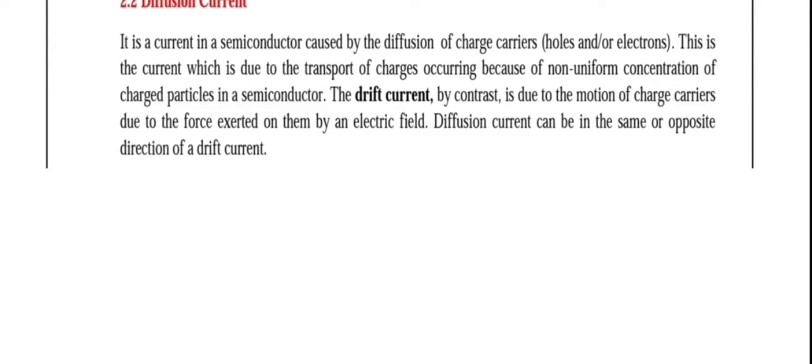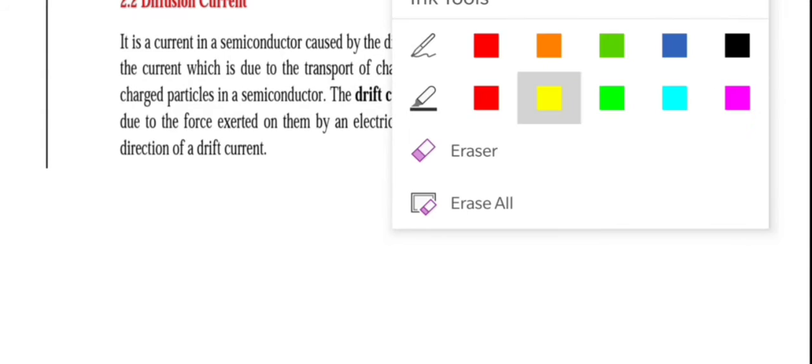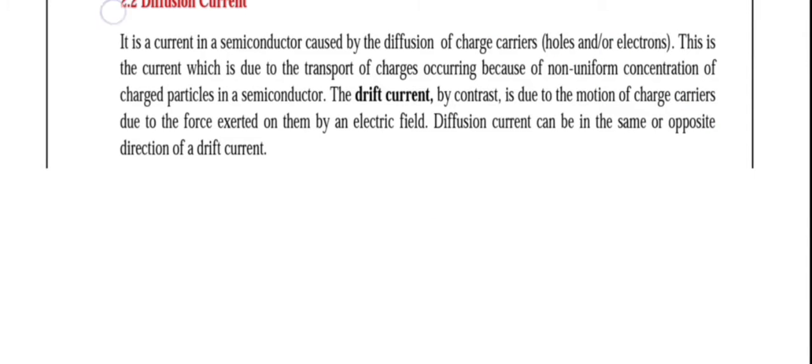Similarly, there is one more current present in the semiconductor. It is known as drift current. So we have diffusion current and drift current. So what is drift current? Drift current, by contrast, is due to the motion of charge carriers due to the force exerted on them by an electric field. So diffusion current can be in the same or opposite direction of drift current.